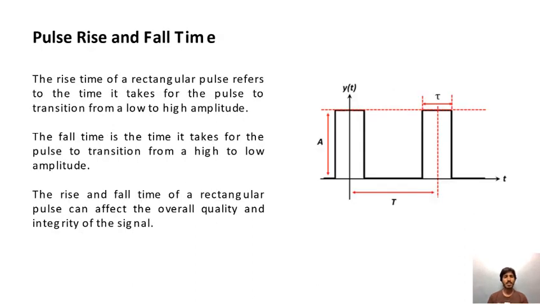Pulse rise and fall time. The rise time of a rectangular pulse refers to the time it takes for the pulse to transition from a low to high amplitude. The fall time is the time it takes for the pulse to transition from a high to low amplitude. The rise and fall time of a rectangular pulse can affect the overall quality and integrity of the signal.